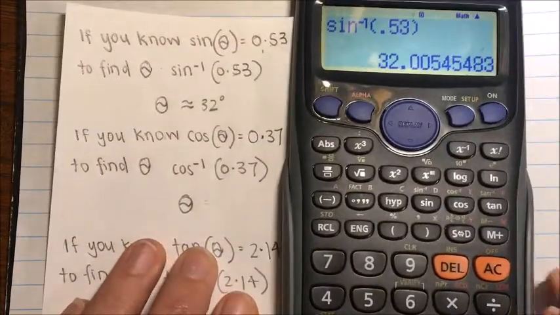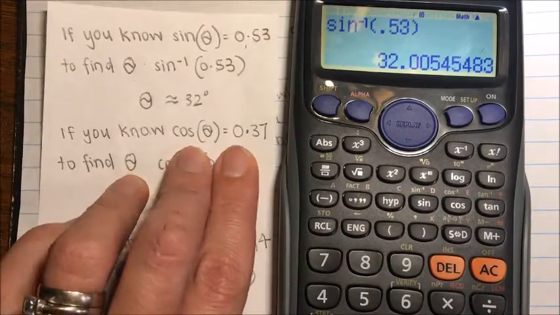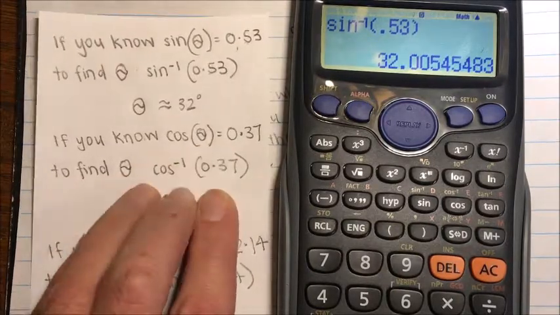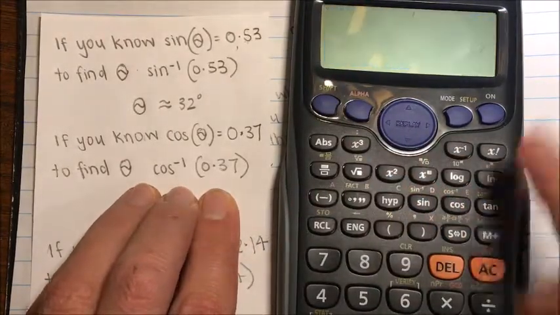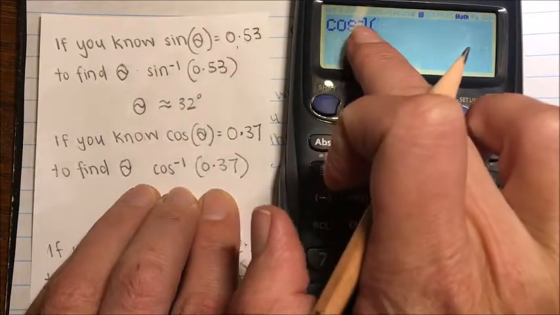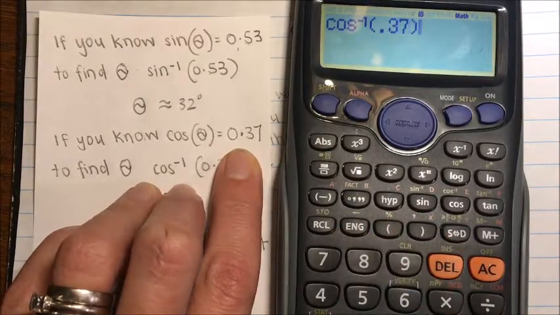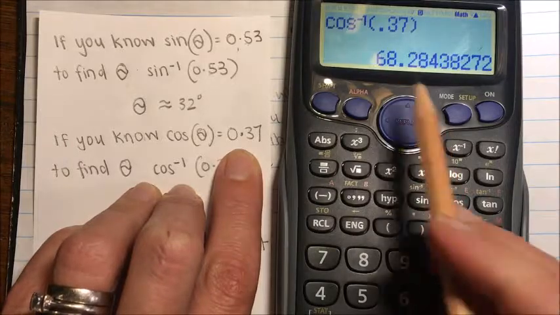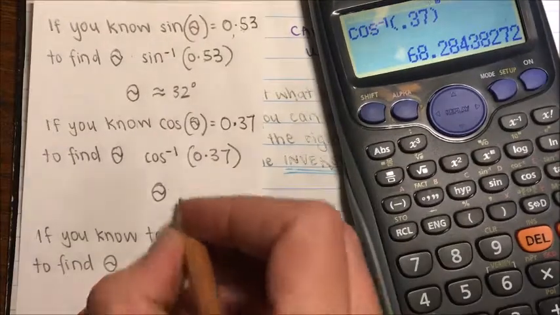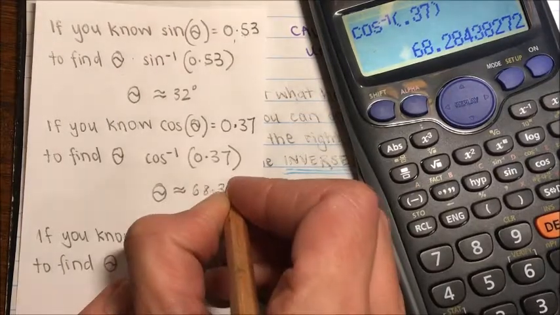Let's work this out. So the cosine, the adjacent divided by the hypotenuse. Say I've divided the adjacent by the hypotenuse and I've got 0.37 and I want to find out that reference angle. So shift cosine, so it's cosine to the power of -1. Then I type in the value and I end up with something very close to 68.3 degrees.